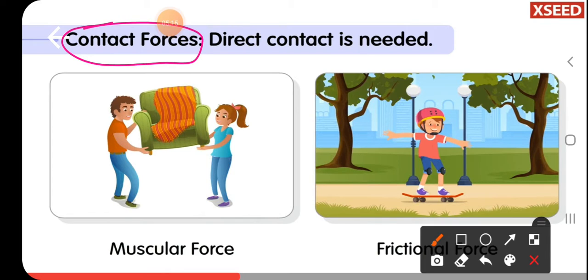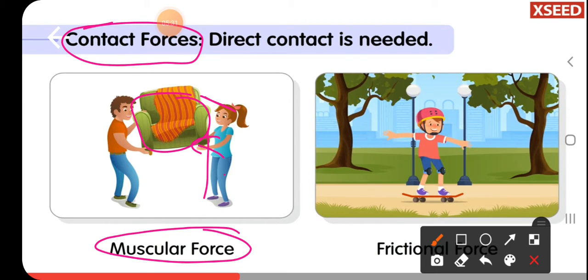In contact forces, first is muscular force, where you are one object and this chair is another object. When you want to move the chair, you touch the chair and with the help of your muscular force, you move the chair. That means two objects are in direct contact with each other. This is compulsory; direct contact is needed. That type of forces where two objects are compulsorily in contact with each other, we call contact forces.